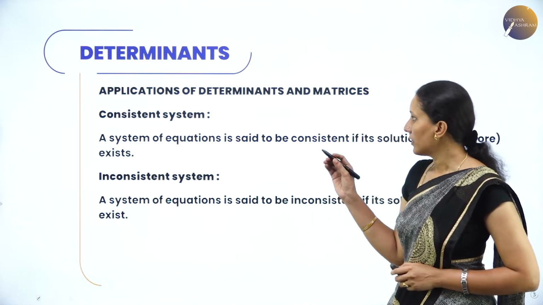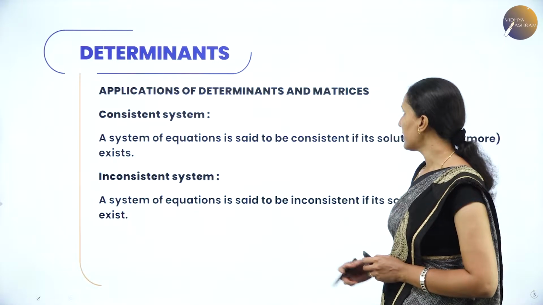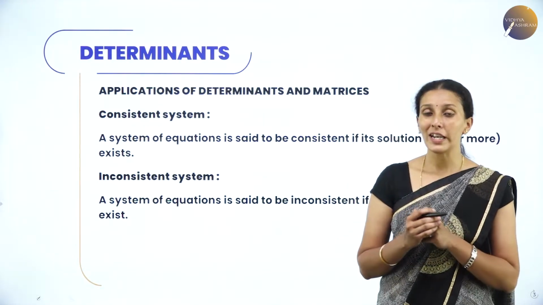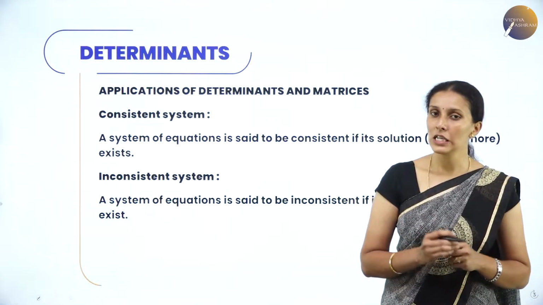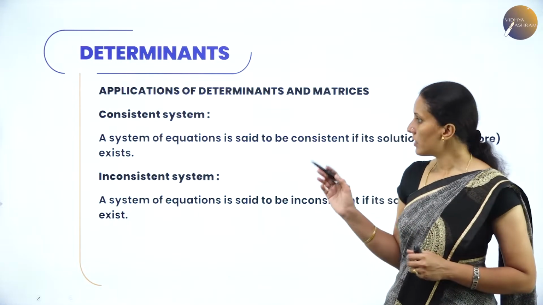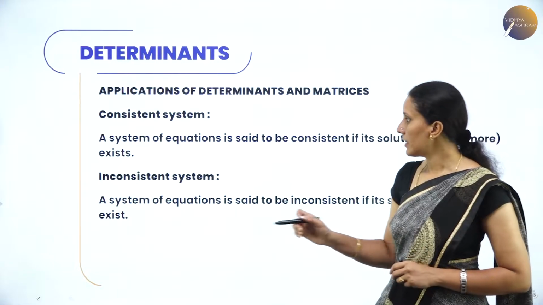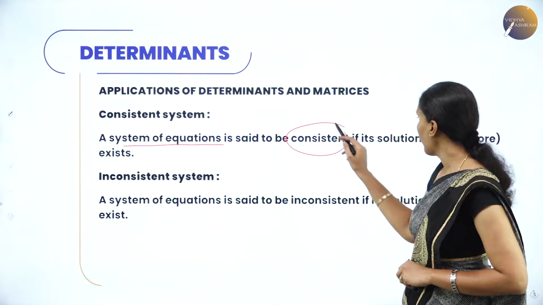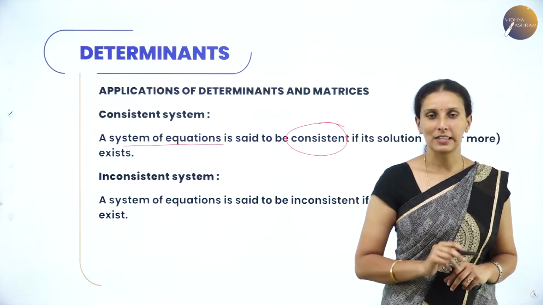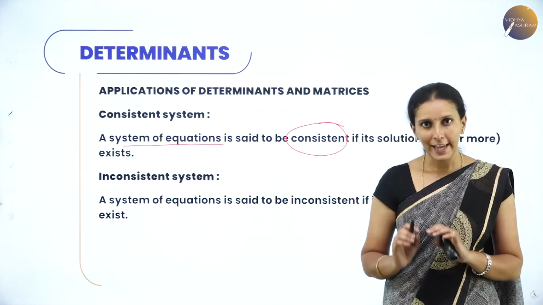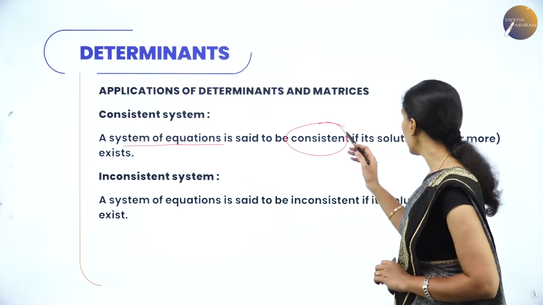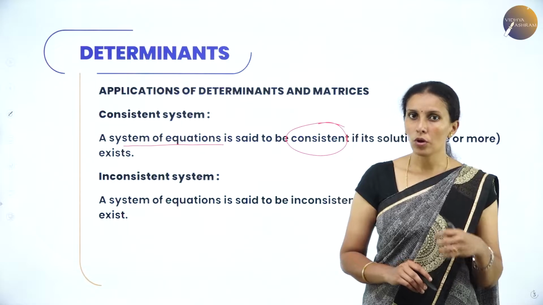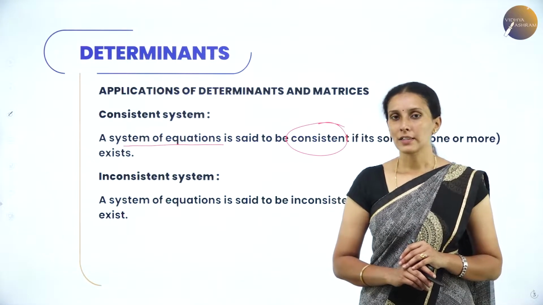Here we have the application of determinants and matrices. So we have two types of systems here. One is a consistent system, another one is an inconsistent system. What is a consistent system? A system of equations is said to be consistent if its solution exists. So whenever the solution exists, we call it a consistent system. The solution may be one, or more, or infinitely many solutions.